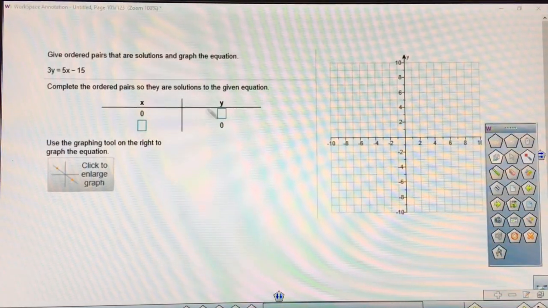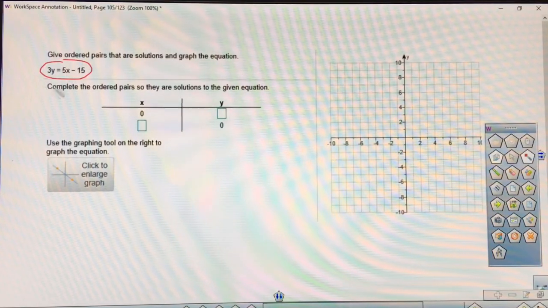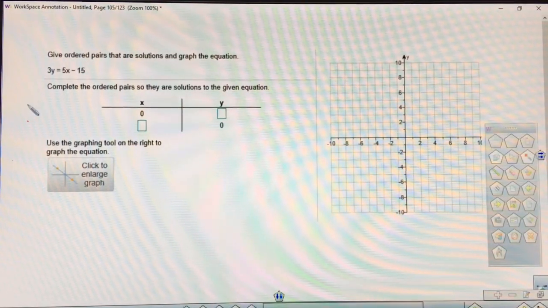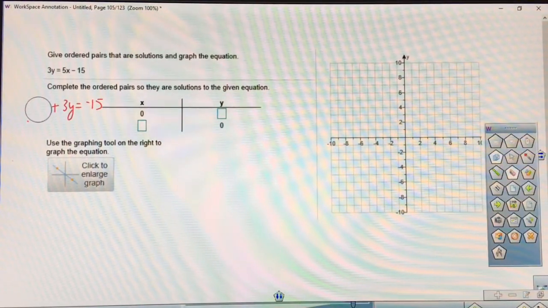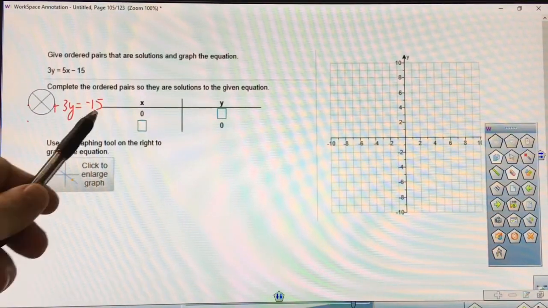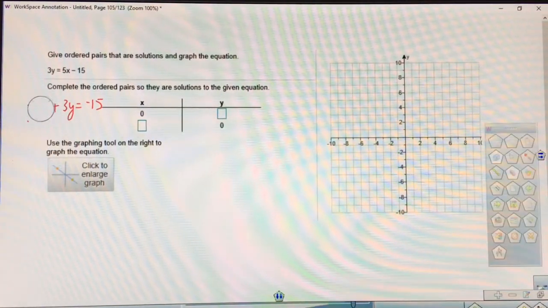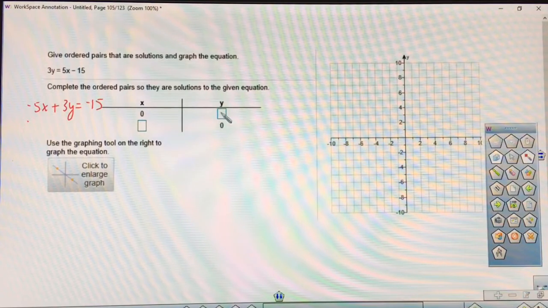I'm asked to graph this and fill in the table. The first thing I'd like to do is bring that 5x over to the other side. So I'm going to rewrite this as negative 5x plus 3y equals negative 15. And I'm going to use this same method called the cover-up method. I'm just going to cover up that negative 5x and solve this little tiny equation of negative 15 divided by 3. And that's going to give me negative 5. So that's when x equals 0, y equals negative 5.